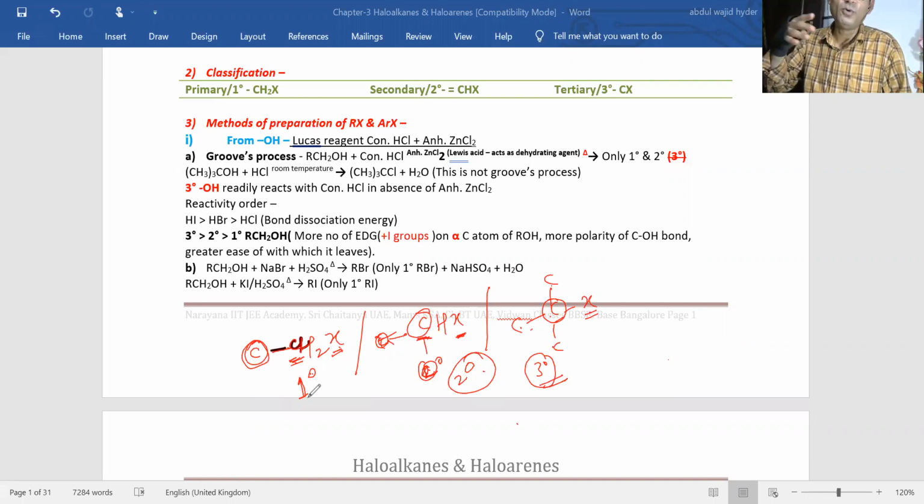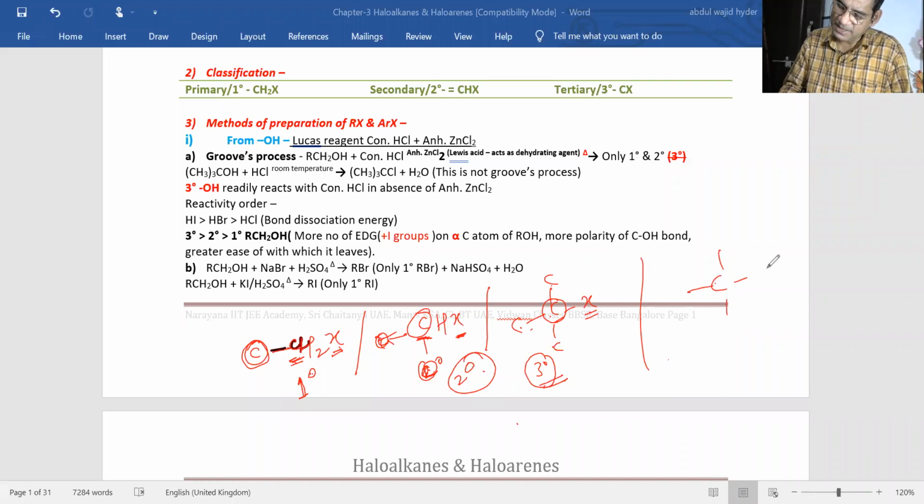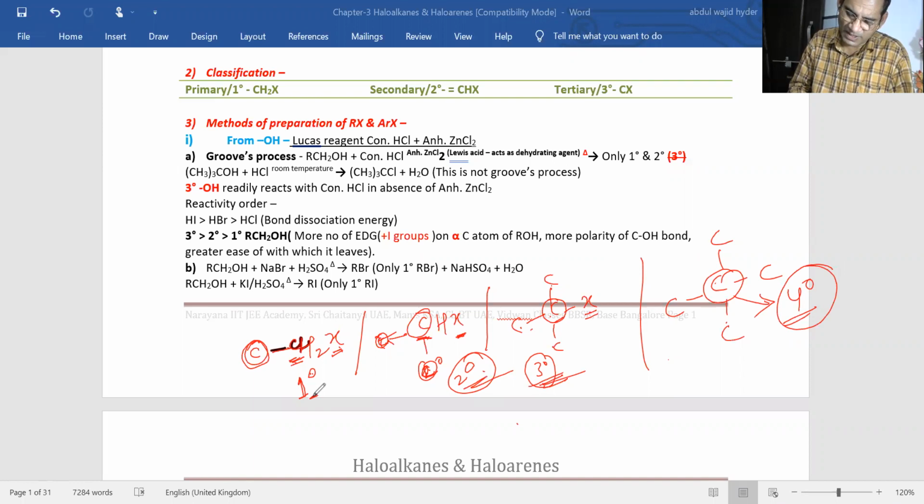If all the four valencies of carbon are satisfied with four more carbon atoms, so this will be known as quaternary carbon atom or 4-degree. This is 4-degree, this is 3-degree, this is 2-degree, this is 1-degree. This carbon is attached with one more carbon, this carbon is attached with two more carbon, this carbon is attached with three more carbon, this carbon is attached with four more carbon atoms. So on that basis, we'll be classifying them into primary, secondary, tertiary, or quaternary carbon atoms.